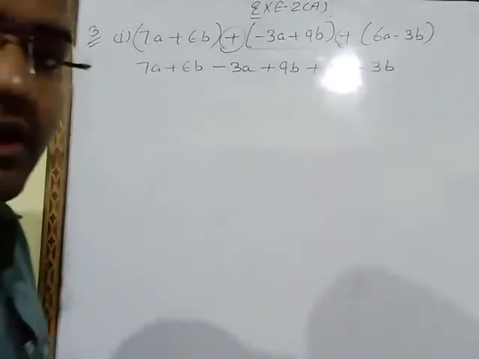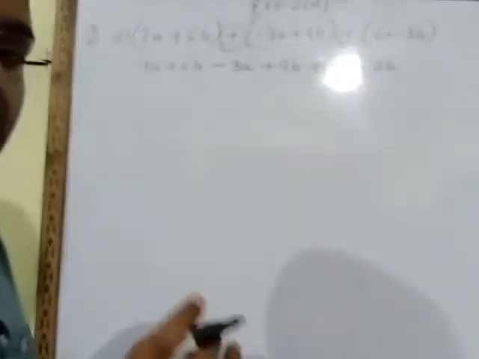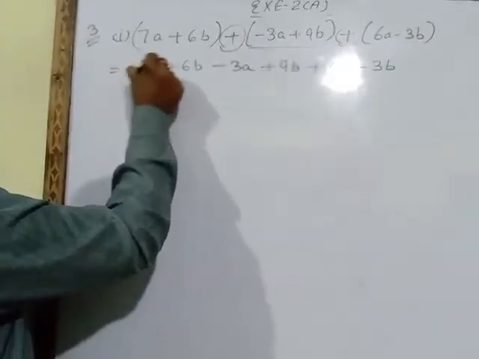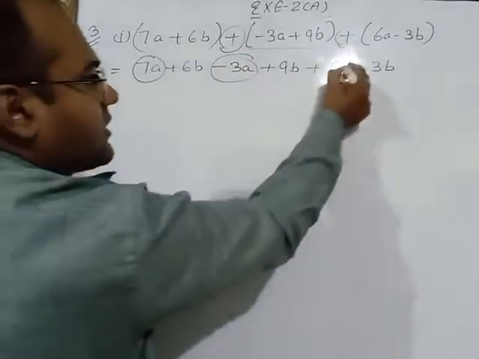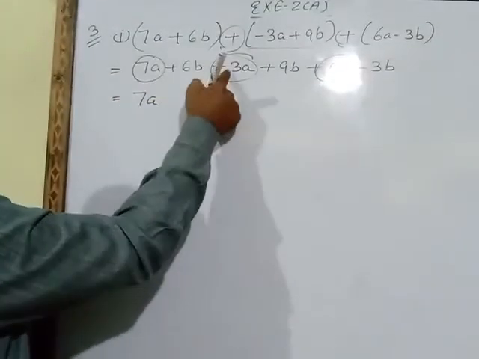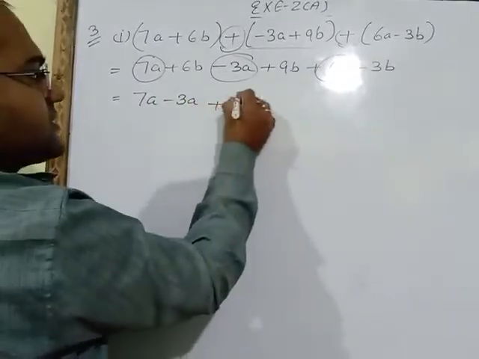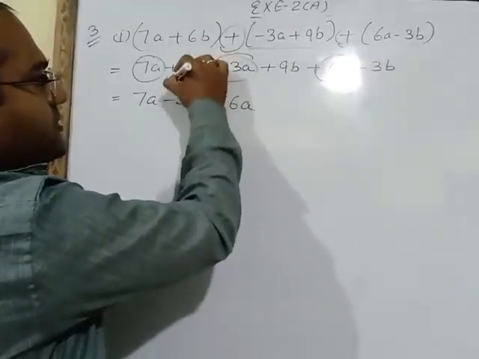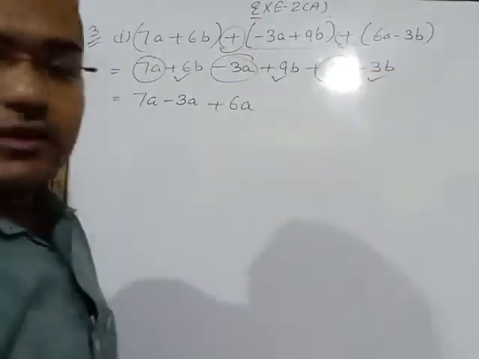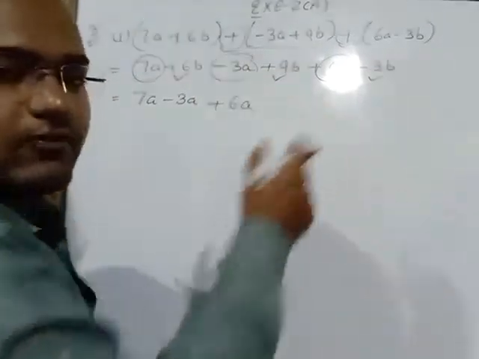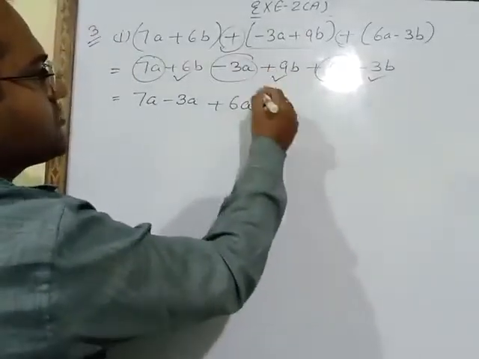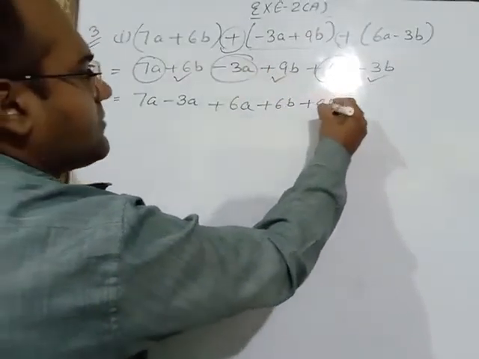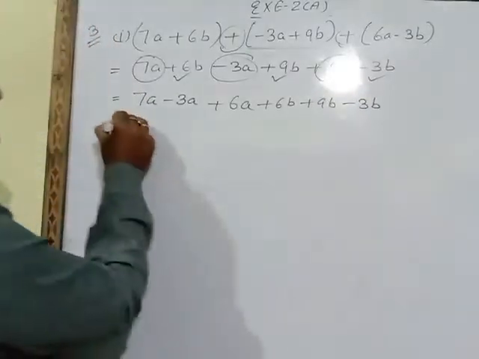Now you have to write the like terms together. Like terms. This one, and this one. These three are like terms. So we will write them together: 7a minus 3a plus 6a. In the next step, these three are also like terms. If you check, these three are also like terms because they have the same alphabet, that is b. Now we will write these three also: plus 6b plus 9b minus 3b.